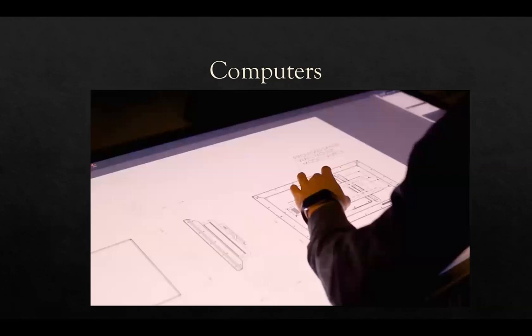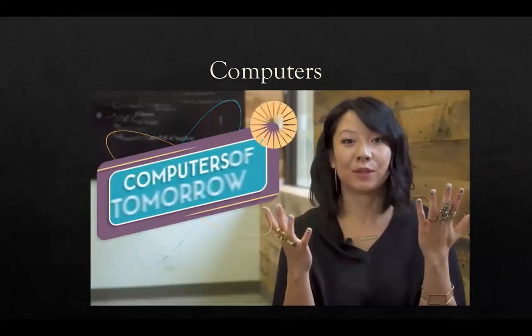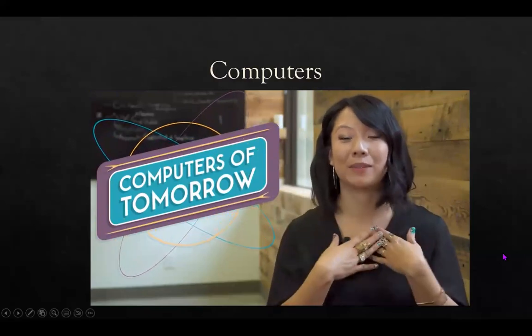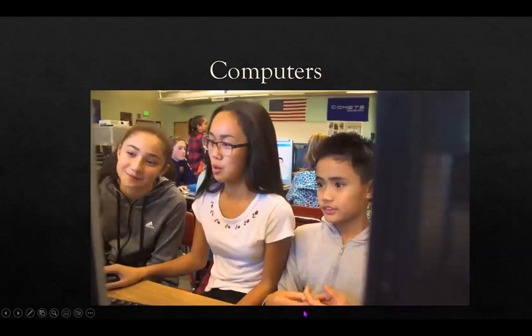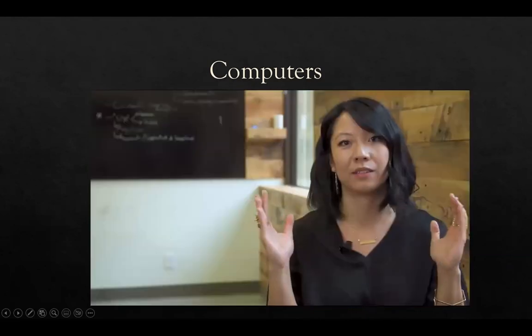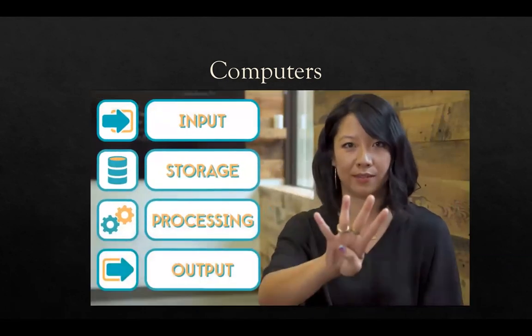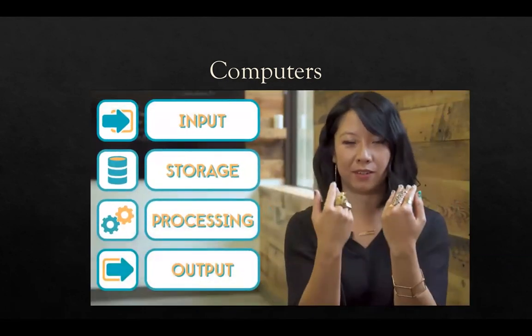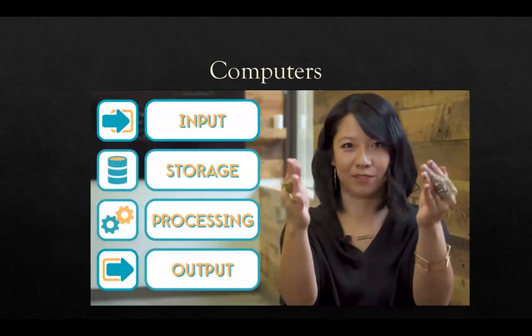The computers we use today look really different from the earliest thinking machines. And who knows what the computers of tomorrow will be like. My hope is that you get to help decide what you want the computers of tomorrow to look like. But across all computers, regardless of the different types of technology they use, they're always doing the same 4 things. They take in information, they store it as data, they process it, and then they output the results.